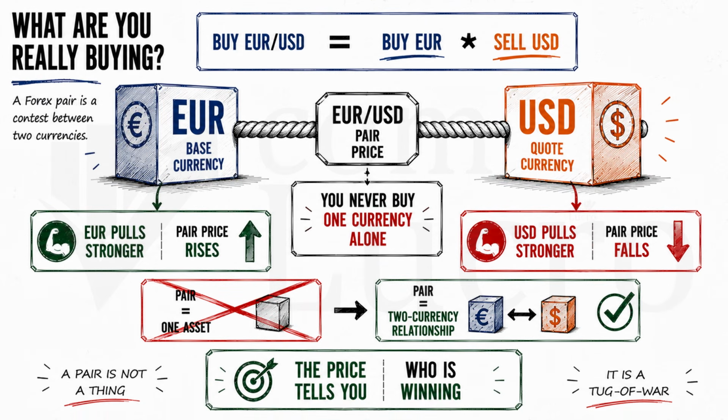So let's answer the question we started with. What are you really buying when you trade a pair? You're never buying one currency by itself. You're buying the base and selling the quote at the very same time, betting that one of them gets stronger than the other. A pair isn't a thing. It's a tug of war between two currencies, and the price just tells you who's winning.